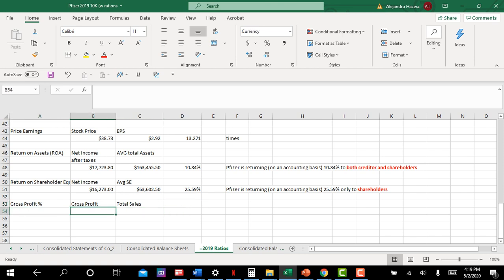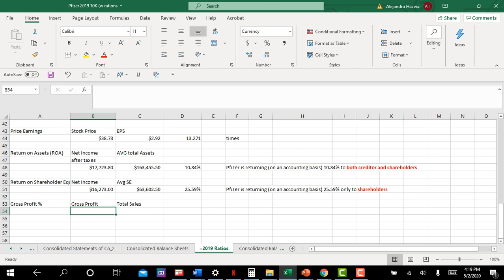Now, the final ratio is incredibly important, and this frustrated me a little bit about Pfizer's income statement in that it did not have a separate line for gross profit. Gross profit should be a separate line item in the income statement. Then we could just pull it off and divide it by total sales. But let's see what we get.